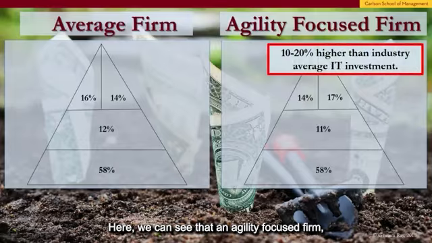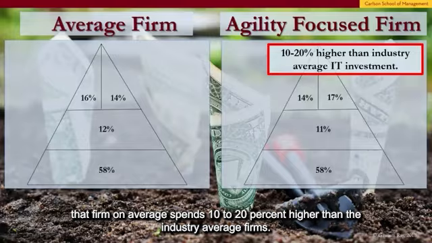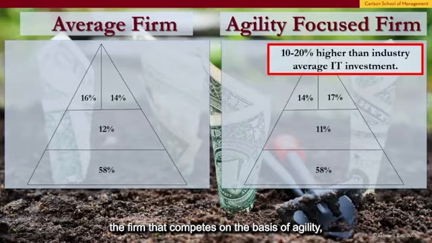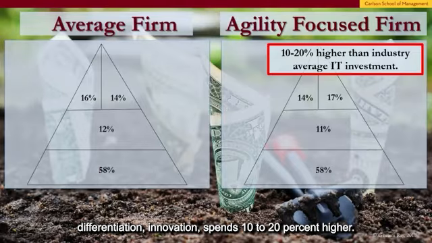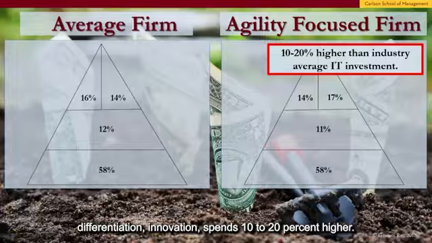Here we can see that an agility focused firm, the firm that is looking to innovate and differentiate, on average spends 10 to 20% higher than the industry average firm. So compared to the average firm in the industry, the firm that competes on the basis of agility, differentiation, innovation spends 10 to 20% higher.